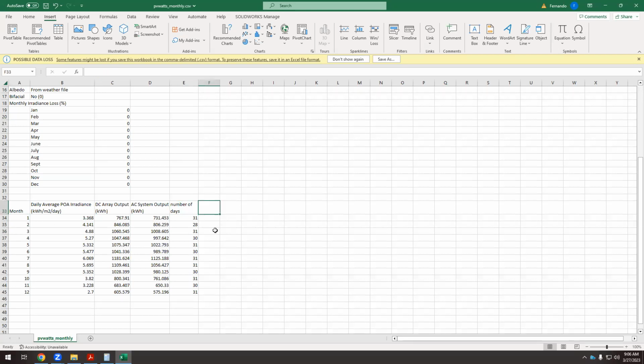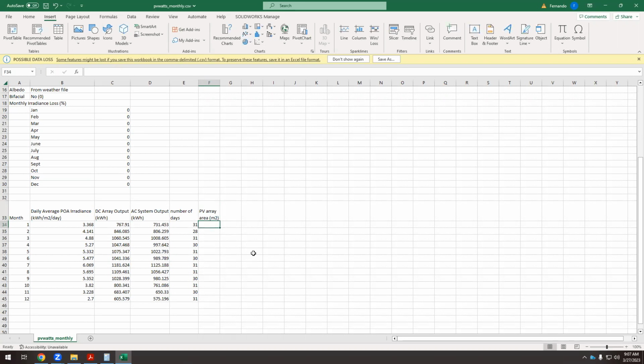And here we have the roof area, or the PV array area. Well, we have the same area every single month. Units are important. If these are square meters, we need square meters here. That area was 73 square meters. So we can drag it down and we have 73 square meters.